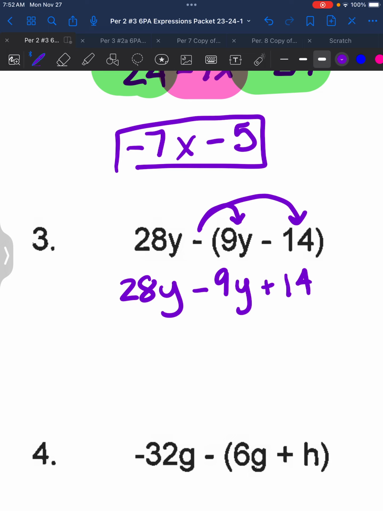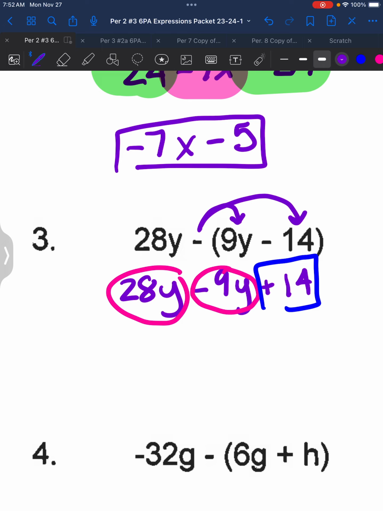That's another spot where a lot of students will make common mistakes. So bubbling my like terms. I know my constant's going to go last, so that 14 is going to go at the end of my answer. So I want to combine 28y and -9y. That's 19y. Drop down the 14. 19y plus 14.